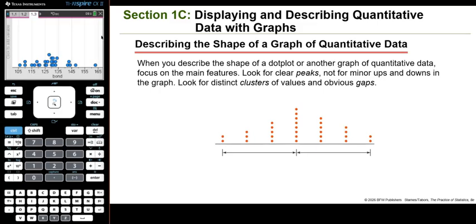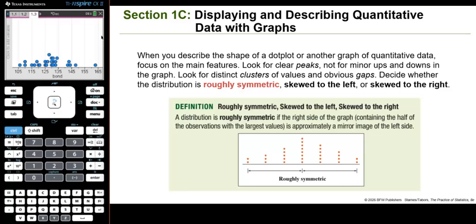When you describe the shape of a dot plot, this is important now. Remember, we didn't have shape for bar charts, but for dot plots, we are going to have shape. Look for clear peaks, not for minor ups and downs. You look at the general trend, like clusters or obvious gaps. So first of all, does it look pretty symmetric here? I'd say it looks symmetric, so you might describe that as symmetric with a peak in the middle.